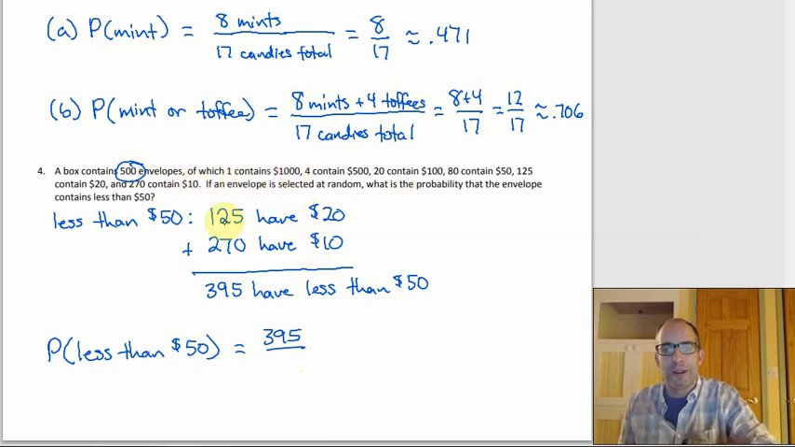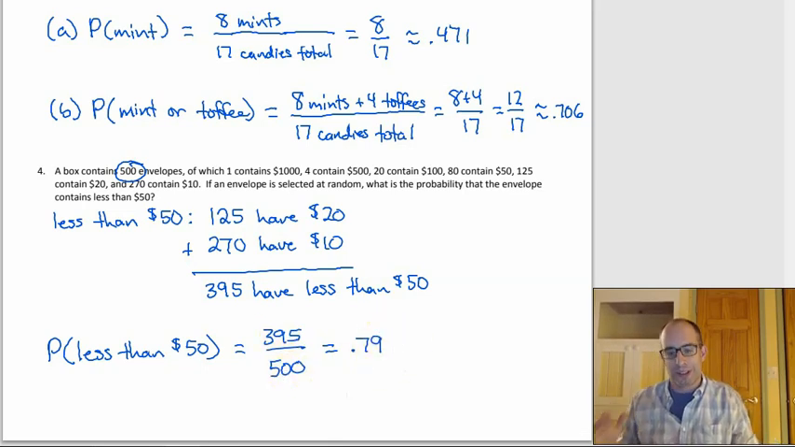I guess you could add up the individual numbers and get the 500 back out, but there's no point in doing that work when it says 500 right off the bat. And then 395 over 500 is 0.79. And this doesn't need to get rounded off. Dividing by 500, you get a nice terminating decimal, and that's what it works out to be.